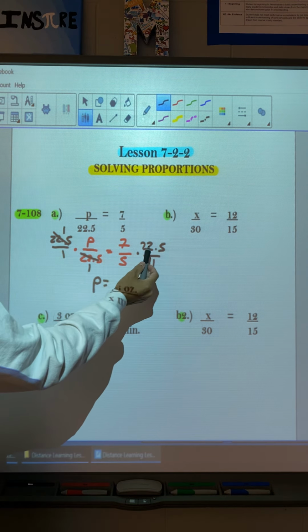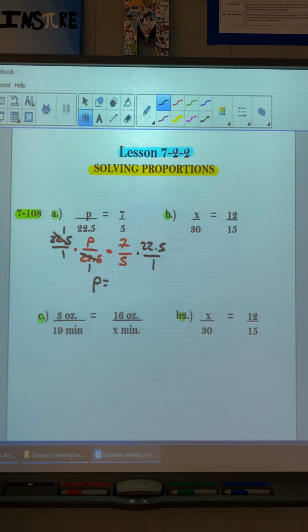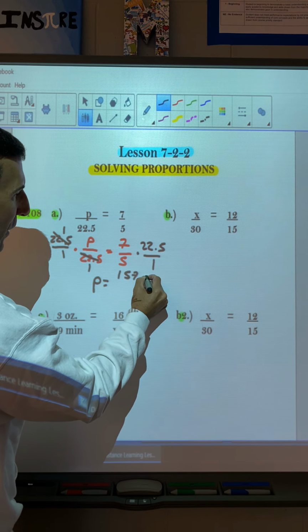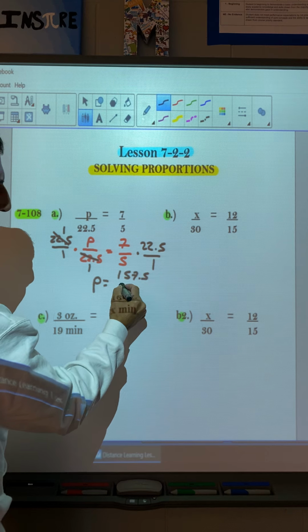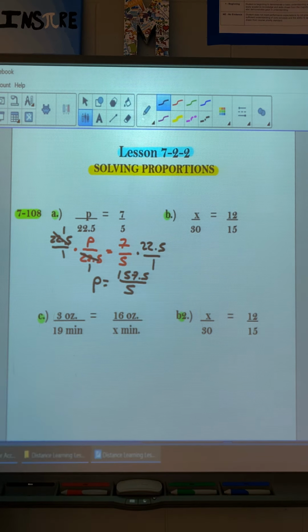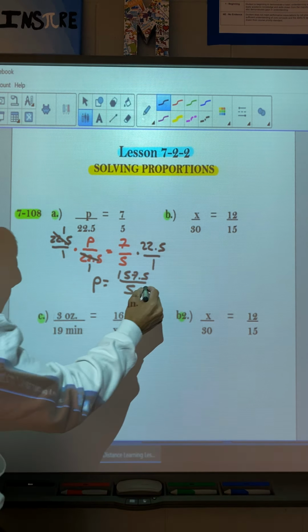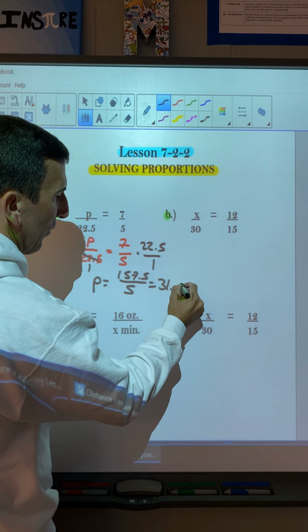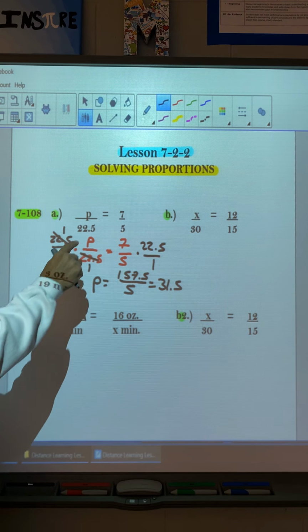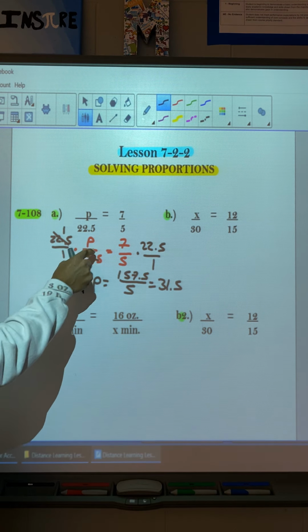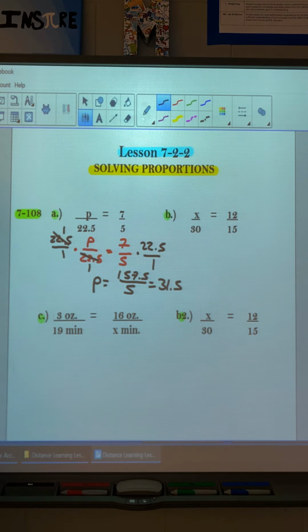I do 7 times 22.5, which is 157.5. 5 times 1 is 5. And then all I have to do is divide 157.5 by 5. And when you do that, you get 31.5. So we multiplied by the denominator again to get P by itself.